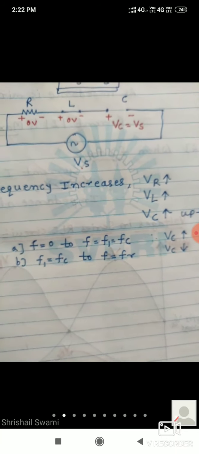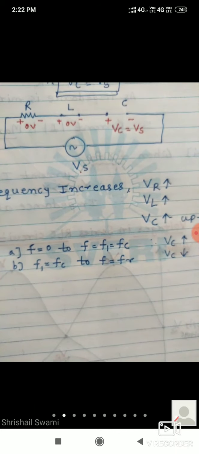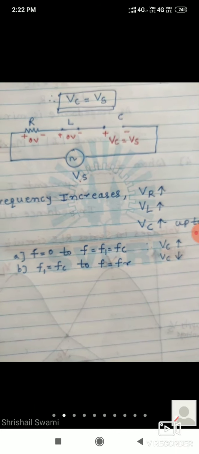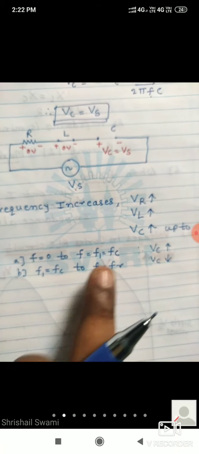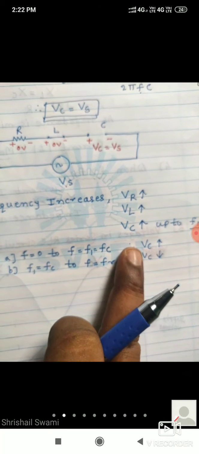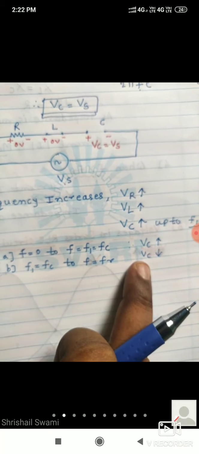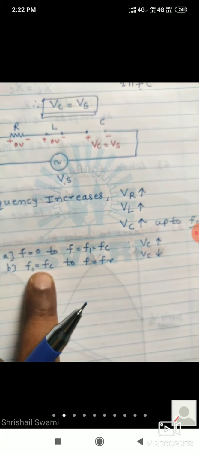Okay, so you can observe that in the graph you have. In the graph you draw, you can observe that VC has two parts, from 0 to FC and from FC to FR. In the first region VC is going to increase and in the second region VC is going to decrease. But at frequency FC, the VC becomes maximum. Okay, that we have to find out.